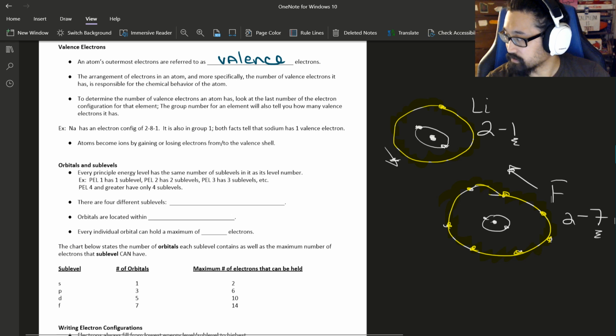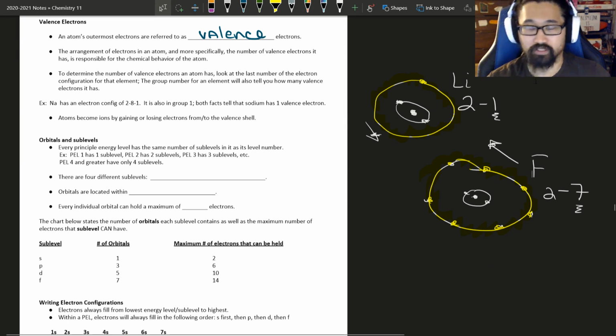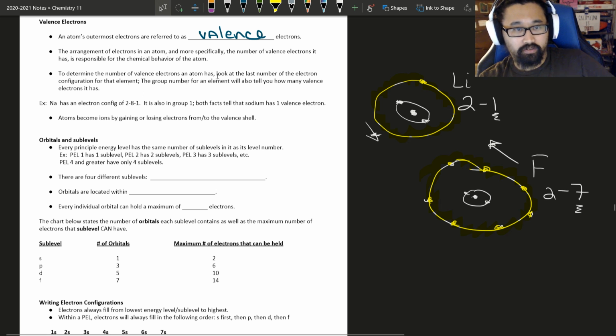But again, that outer shell, those valence electrons, are the first things that will interact. So the number of valence electrons is responsible for the chemical behavior of the atom. Right? Now the other thing to note is that when we talked about ions before, ions will gain or lose electrons. They'll do it from this outer shell. So this outermost shell, that's where electrons are going to be gained and lost.